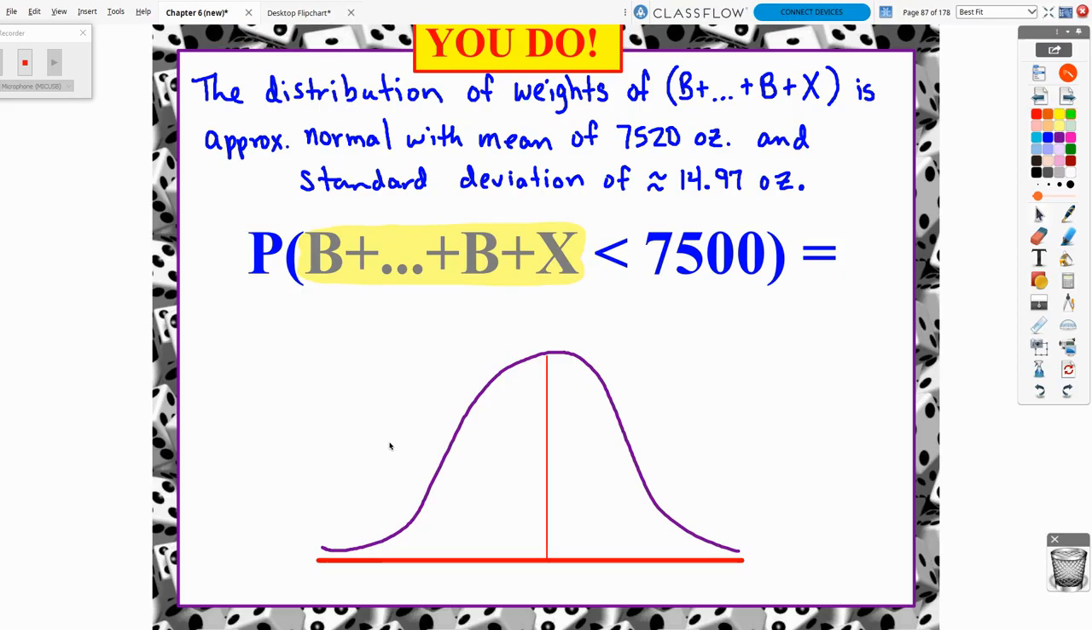So now what I want you guys to do is really answer the probability question that I posed. What is the probability that a full box, again, 10 Bs plus an X, is less than 7,500 ounces? And again, we've got an approximately normal distribution. We've got a mean of the whole box. We've got a standard deviation of the whole box. Now tell me what that comes out to be. And we'll talk about that the next day.